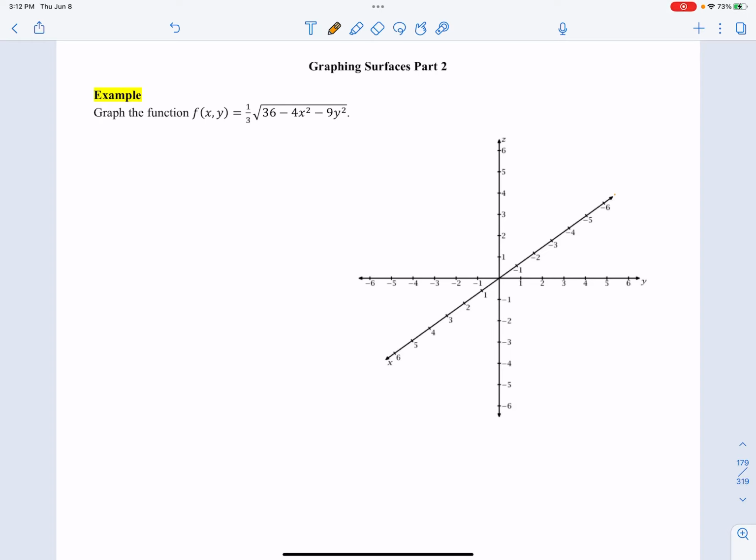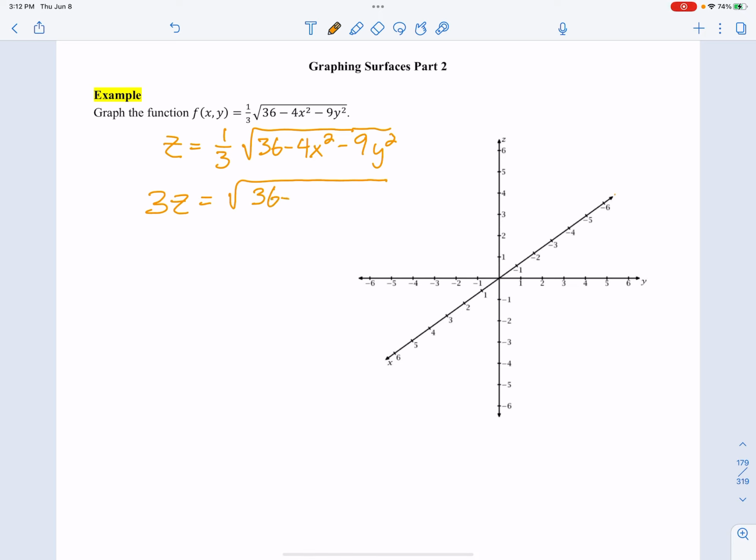In this video, we'll continue our discussion of graphing surfaces with one more example. Here's our function. So remember, our first step is to change f to z. And then we've got to move this stuff around until it's something we identify. First thing I'm going to do is multiply by 3 to get rid of the third. I still don't really recognize what it is.